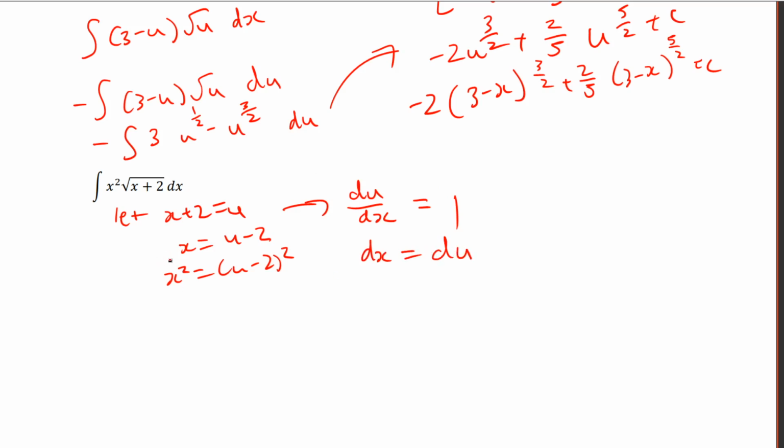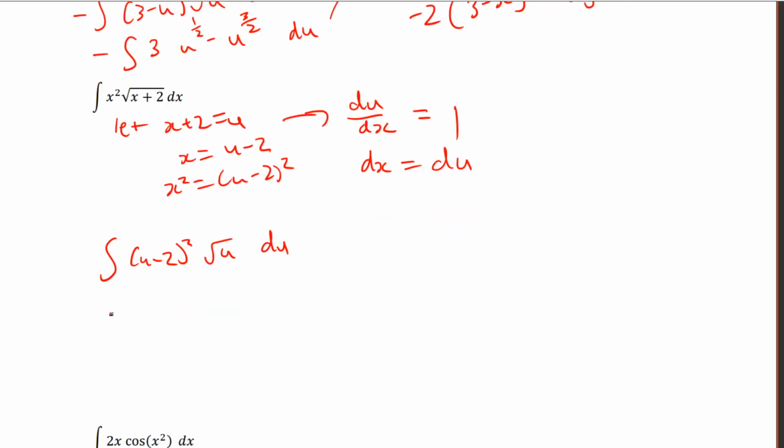So then if I write this integral in terms of all u, x squared becomes u minus 2 squared. This root x plus 2 becomes root u, and then my dx becomes du on 1, so that's just du. And then I will evaluate this as normal. So if I expand this, I'll have u squared minus 4u plus 4, all times square root u du.